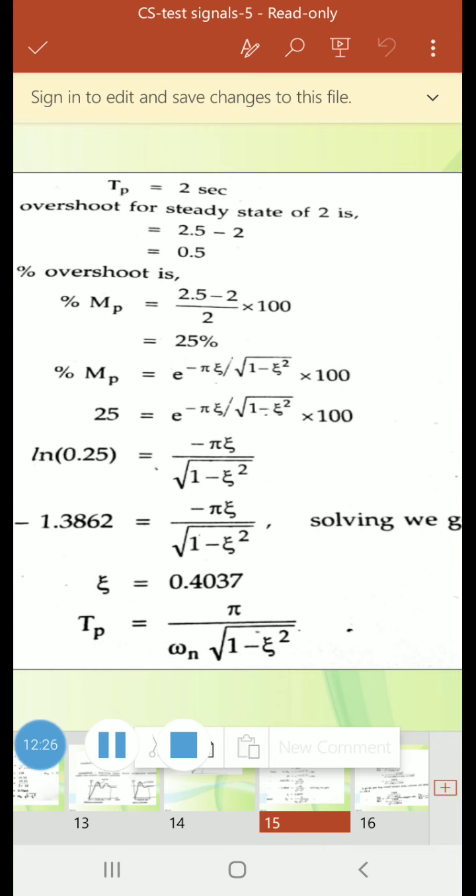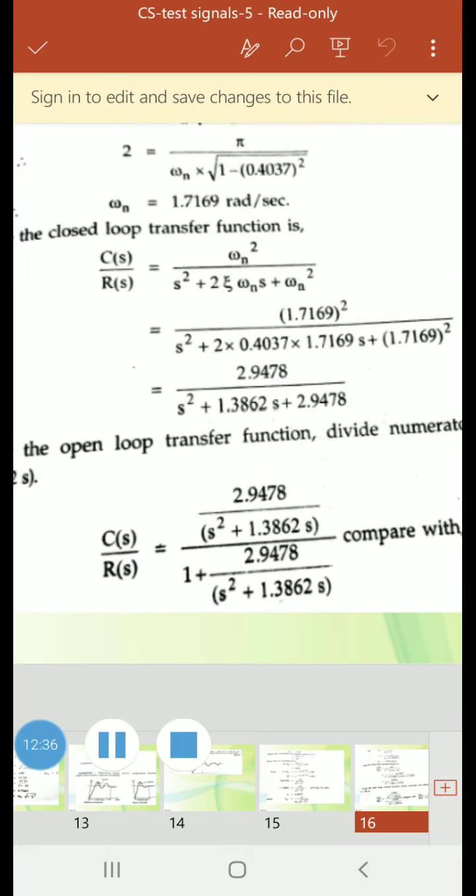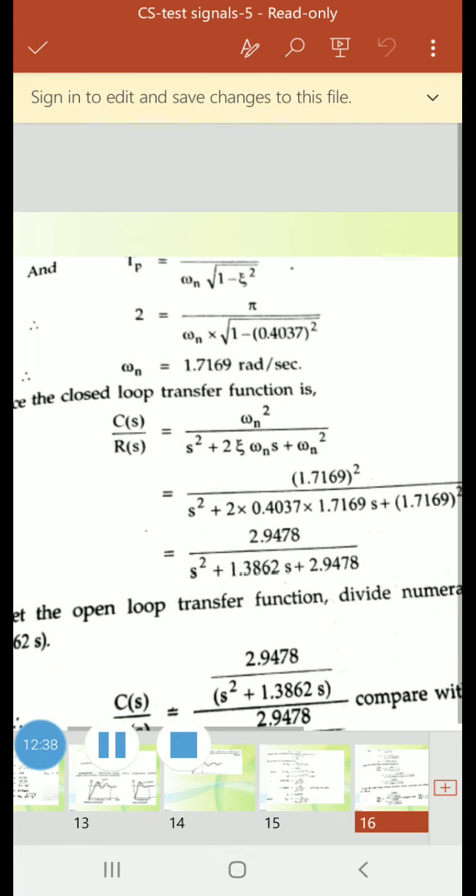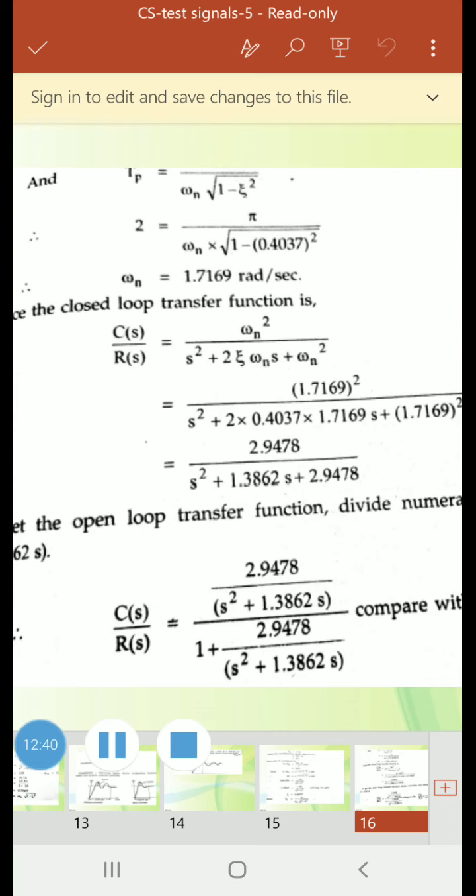Tp is equal to pi divided by omega n into root of 1 minus damping ratio square. So 2 is equal to this, since Tp is 2.